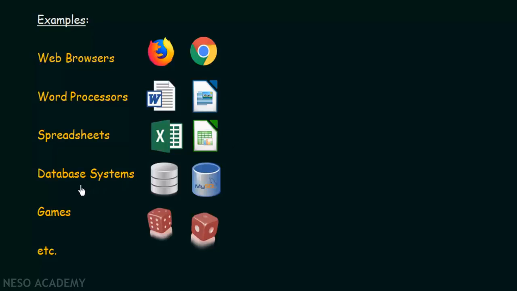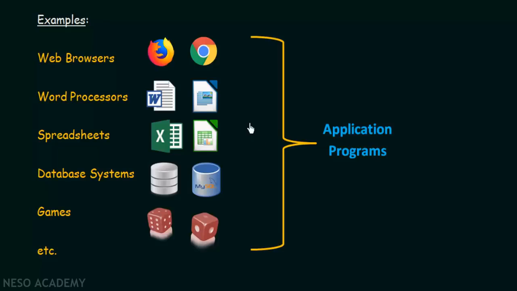And then you may have database systems that help in managing your databases. They can be of different types, like Oracle database, MySQL database, and so on. And then you may have games for your entertainment purposes, etc. These are some other programs that are provided along with the operating system for the users to perform certain tasks. Keep in mind that these are not system programs, but they are application programs. Once again I repeat, these are not system programs, but application programs which are provided along with the operating system for the users to perform certain tasks.